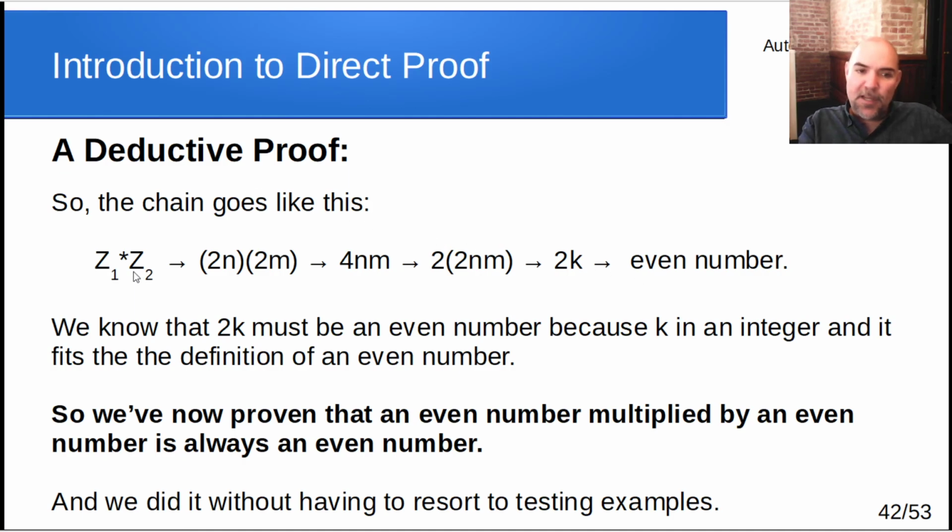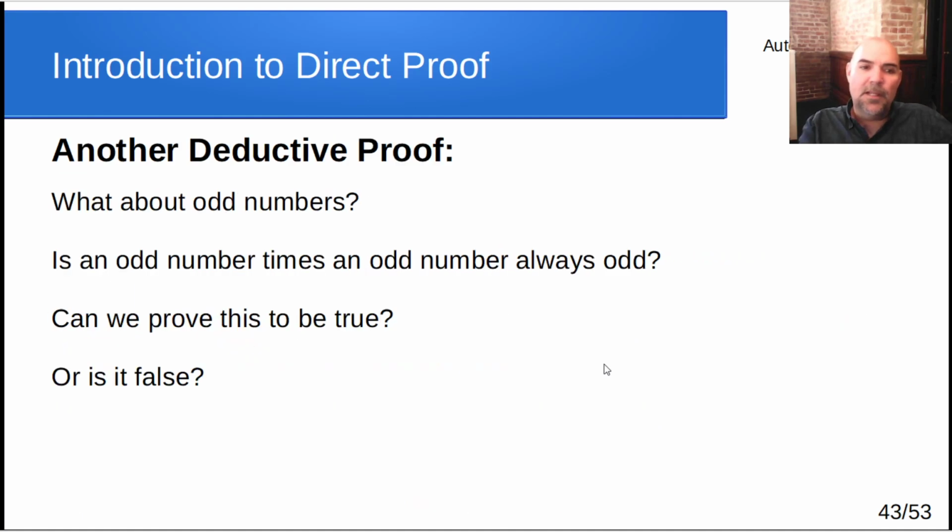And we justified each step along the way, meaning that any even number times any even number is always going to result in some even number. And we know that 100% of the time, and in all cases, without ever testing a thing, because of this proof. Now, let's do another one.